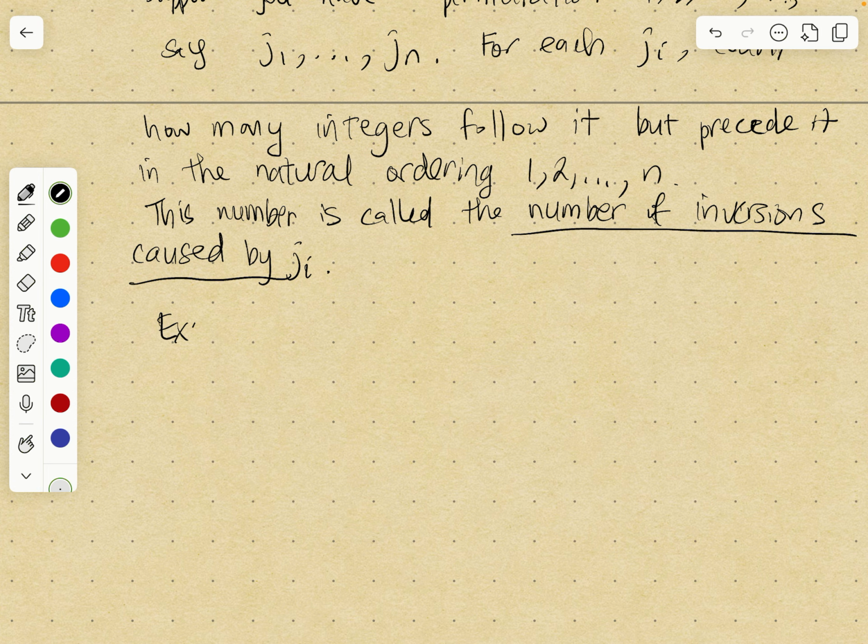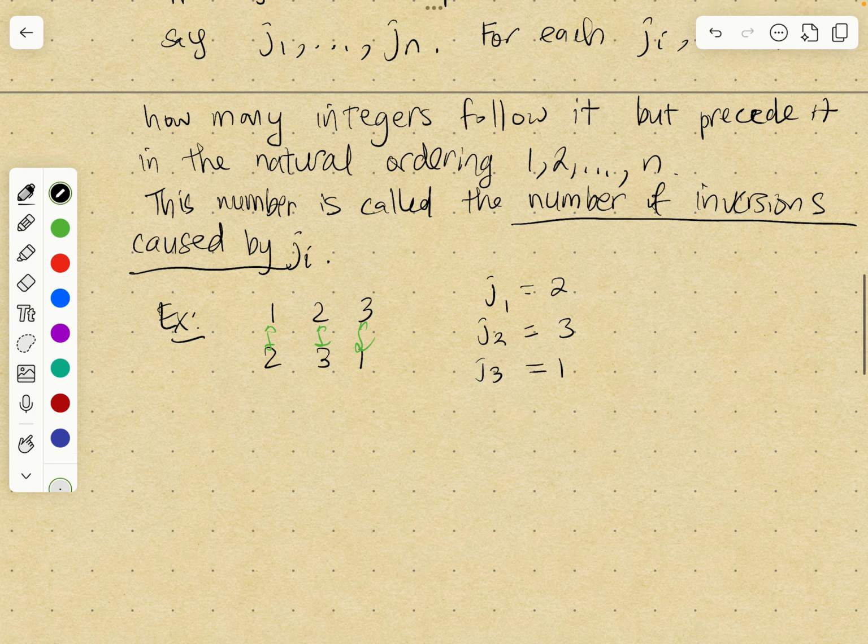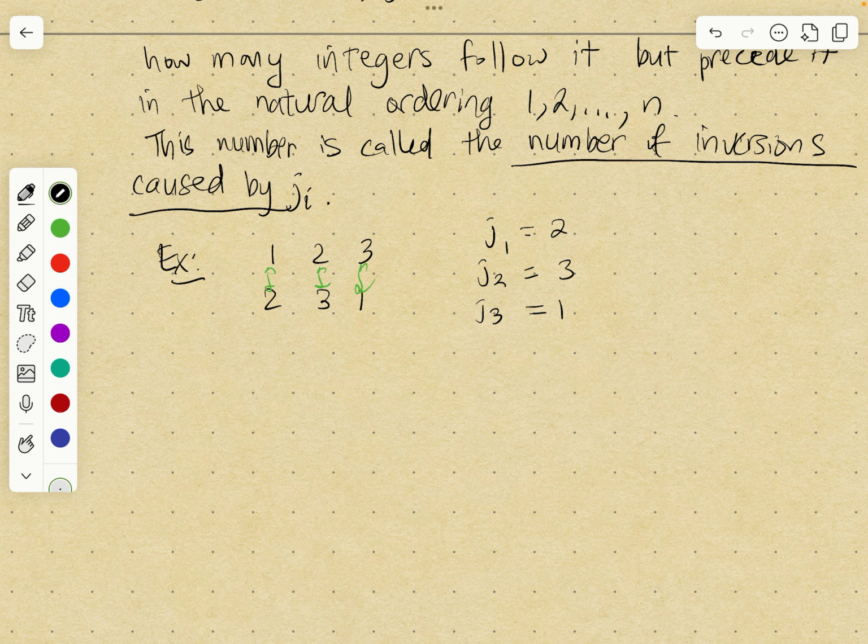So let's just take a look at an example. Let's say that you had 1, 2, 3, and then you had 2, 3, 1. Right? So this is a permutation. Remember, the permutation is the switching. So this is one permutation. And so J1 is going to be 2, J sub 2 is 3, J sub 3 is 1. So what's the number of inversions caused by J sub 1? Well, when you look at J sub 1, that's this 2, there's 2 numbers that follow it, right? 3 and 1.